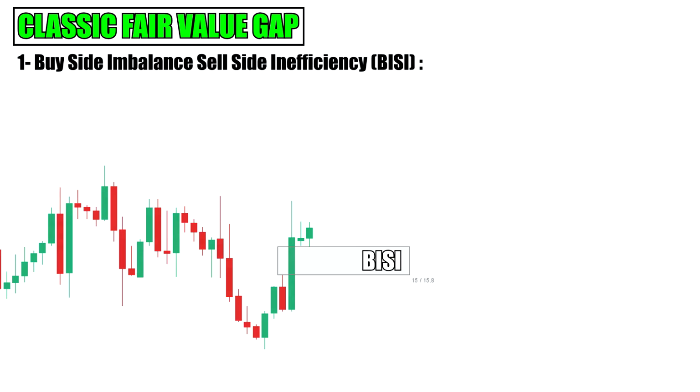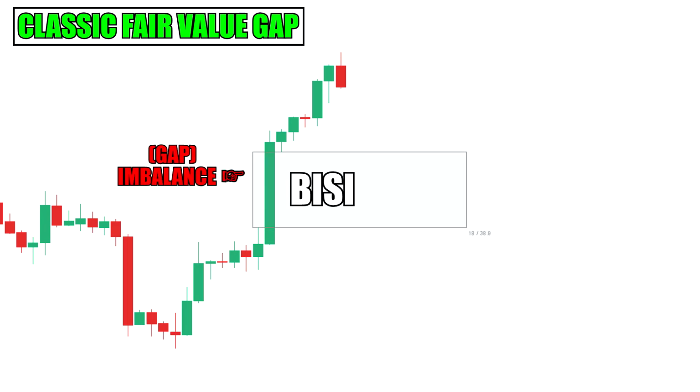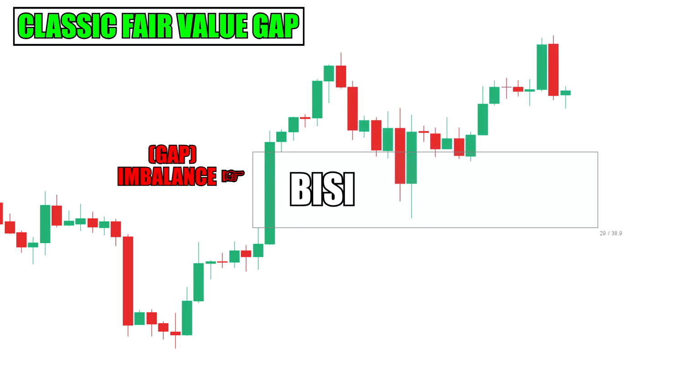This type of fair value gap appears during a strong upward price move where sellers had little or no chance to participate. The result is an imbalance, a gap lacking sell-side action. The market often returns to this area to provide a fair opportunity for sellers to enter, making it a strong zone for potential long entries during the retracement.